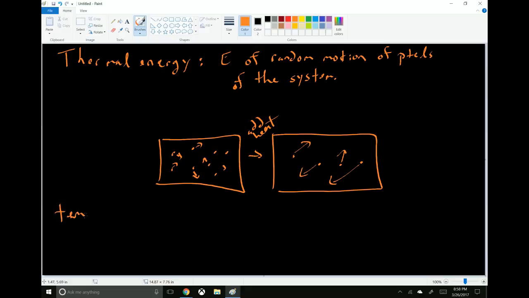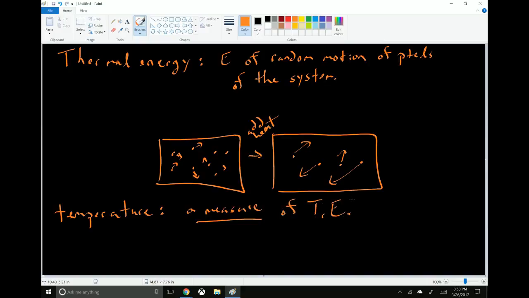Now let's go ahead and hop on over to temperature. Temperature is not the same thing as thermal energy. That's why we give it a different name. Temperature is a measure of thermal energy, not thermal energy itself.